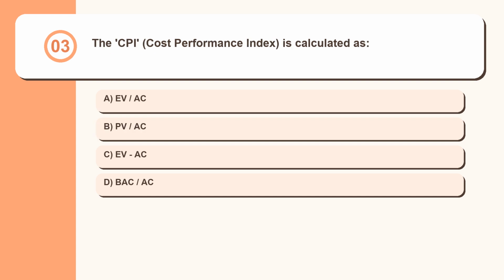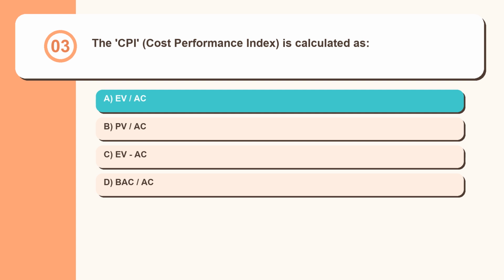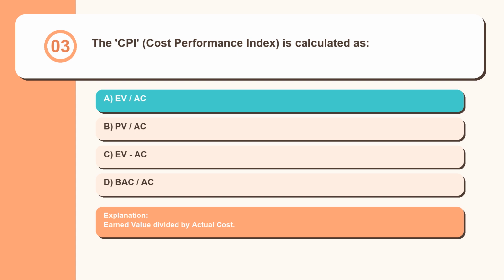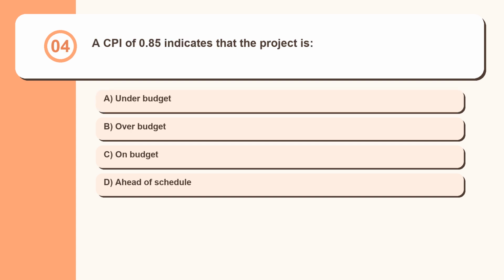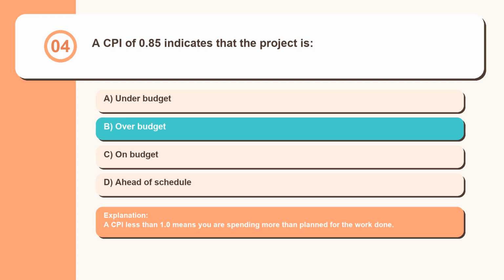Question 3. The CPI, Cost Performance Index, is calculated as EV/AC, PV/AC, EAC, BAC/AC. Earned value divided by actual cost. Question 4. A CPI of 0.85 indicates that the project is under budget, over budget, on budget, ahead of schedule. A CPI less than 1.0 means you are spending more than planned for the work done.